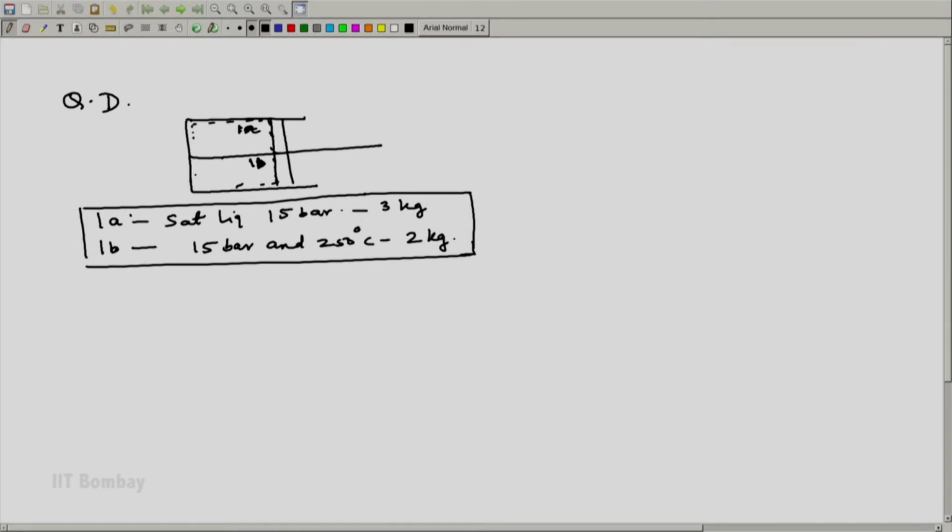Now, what happens if I mix this? Let us say we can puncture this partition, for example, or remove this partition, then there is a mixing of these fluids, and because of this mixing the process happens, and this process happens at constant pressure which is maintained at 15 bar. So, this process is constant pressure, adiabatic. The process is from 1 to 2.